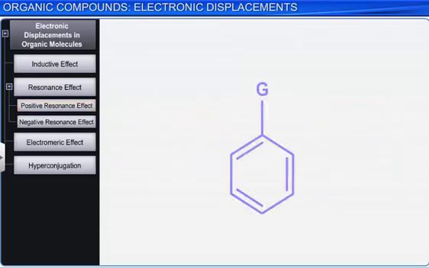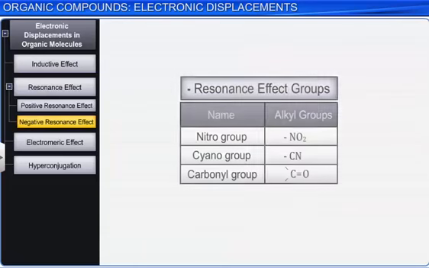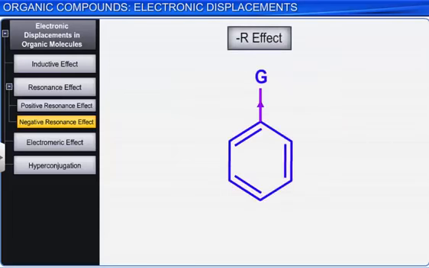When the electron shift takes place in the direction of the atom or substituent group attached to the conjugated system, it is called the negative resonance effect. Nitro group, cyano group, and carbonyl group are some of the examples of negative resonance effect groups. The negative resonance effect decreases the electron density at ortho and para positions in the molecule.